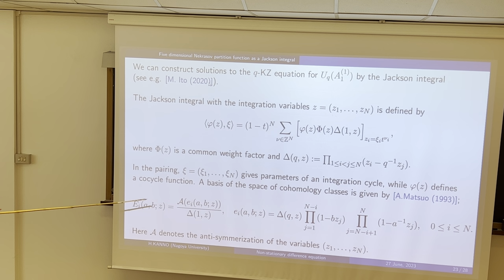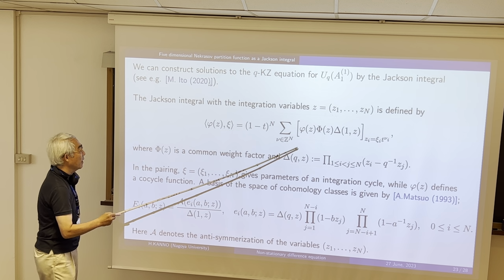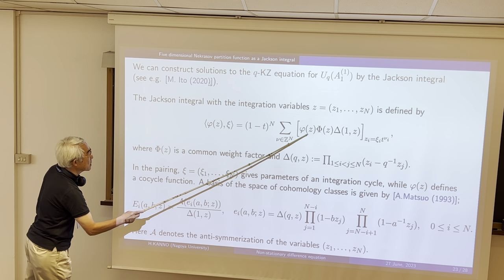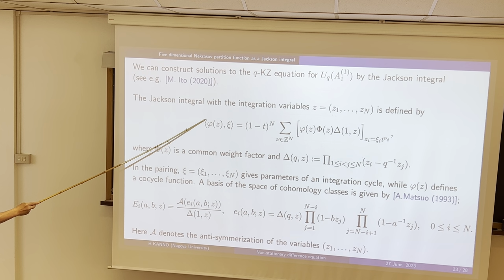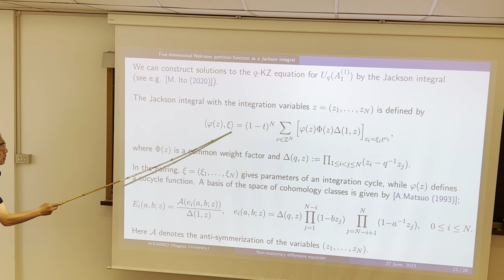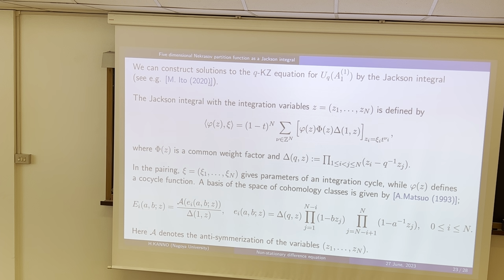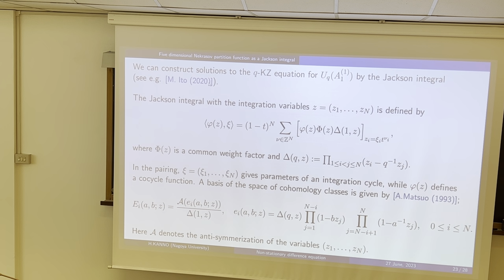I'm sorry, I didn't expect that. Here's some common factor, capital Psi. And the Matsuo basis is a basis for this cocycle function. I'm sorry, I didn't explain this part. The Jackson integral is a pairing of this cocycle function and an integration cycle. And we choose this integration cycle appropriately to reduce this sum to the sum over Young diagrams, the coordinates of the Young diagram.